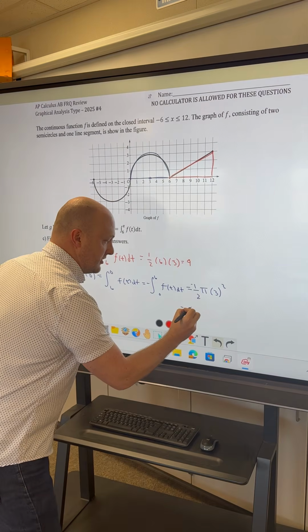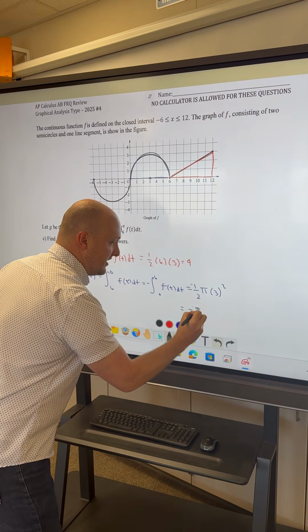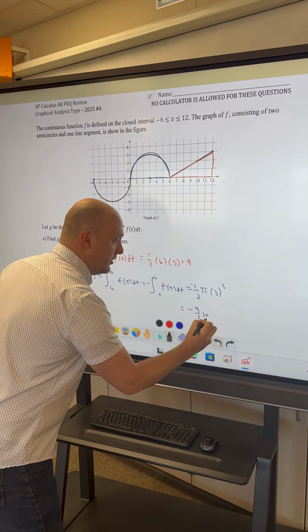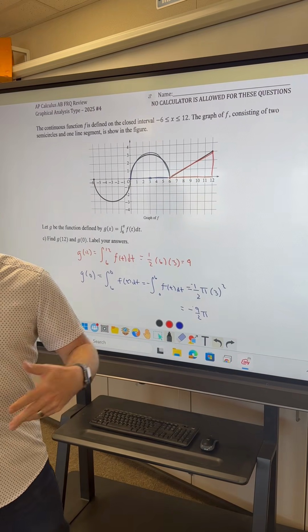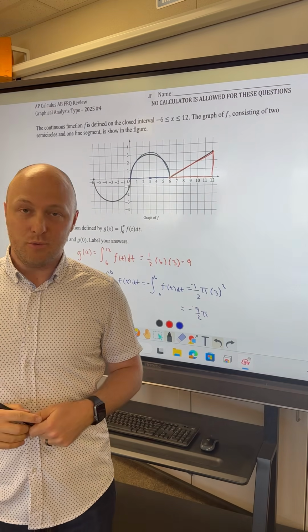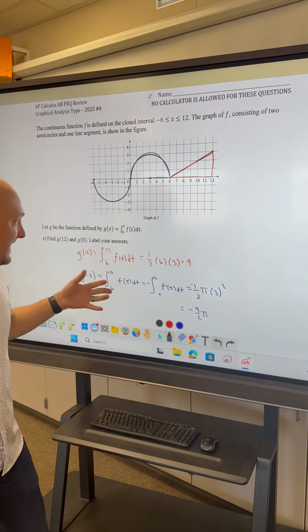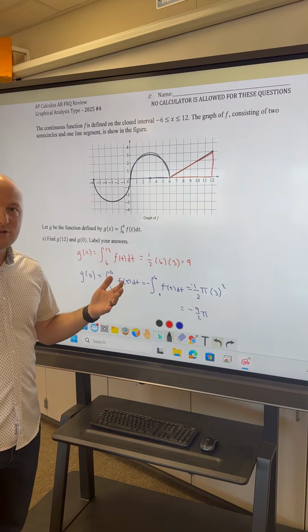However, our final answer is going to be negative 9/2 pi, or negative 4.5 pi if you're more of a decimal person. But that is 4C. Did you get it?